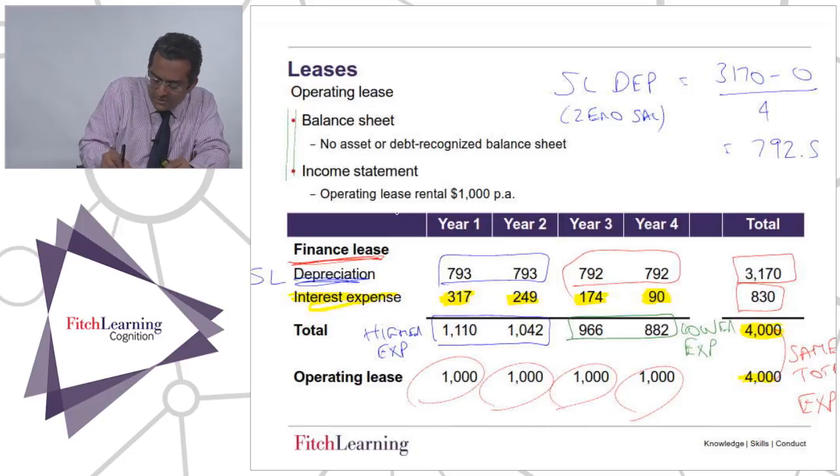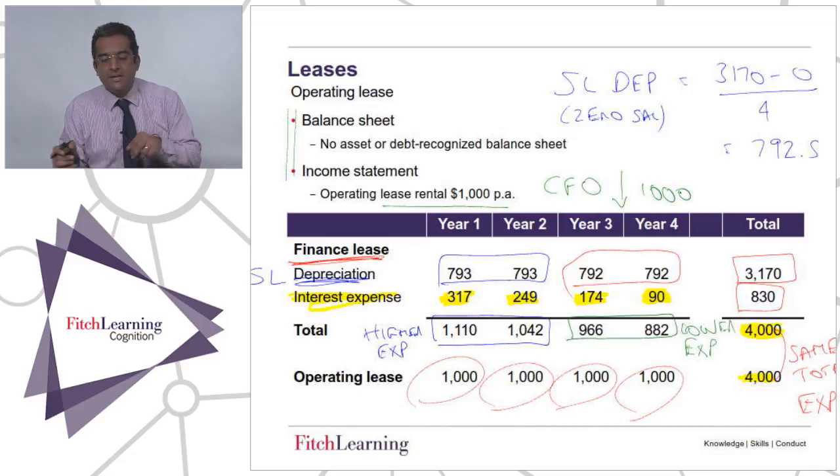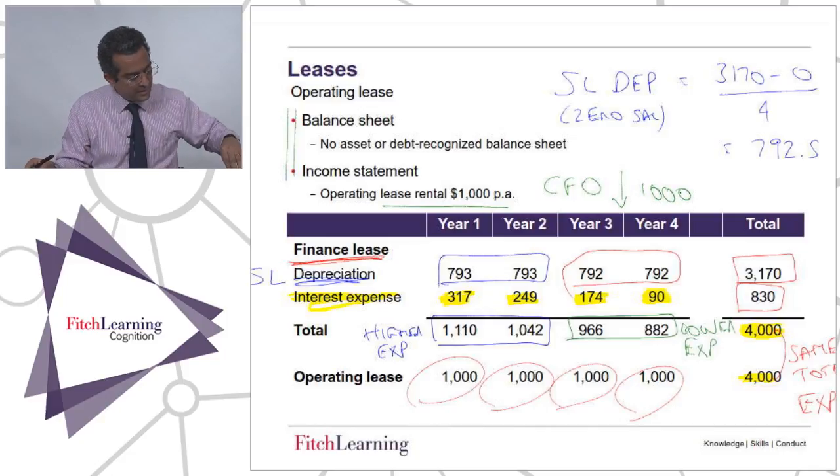Okay, operating lease rental of 1,000. Of course, guys, CFO would also be going down by 1,000 every period. All right, so I hope, folks, that's all right.